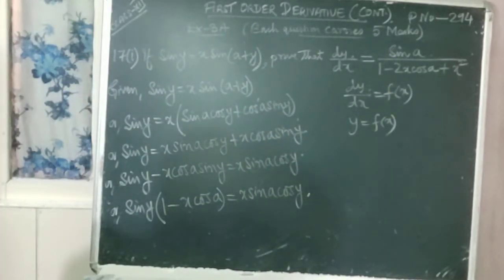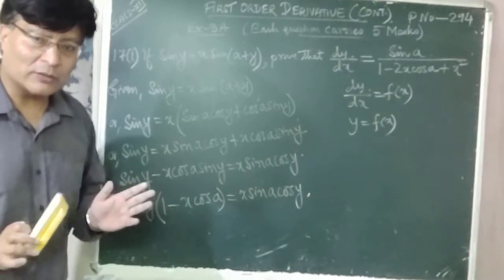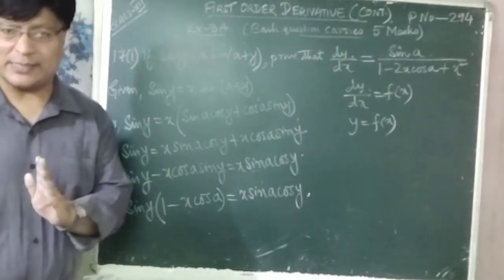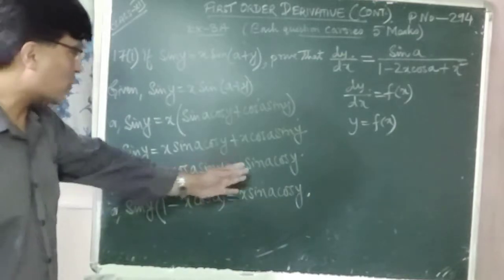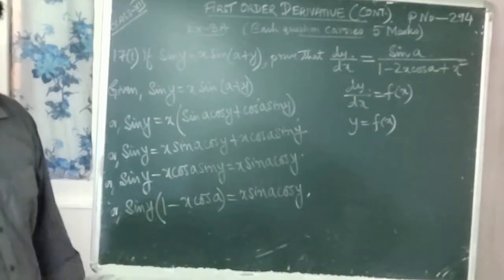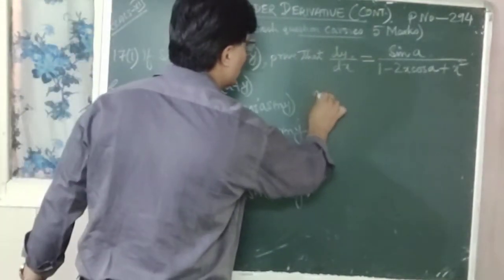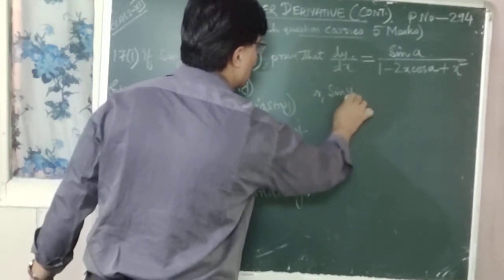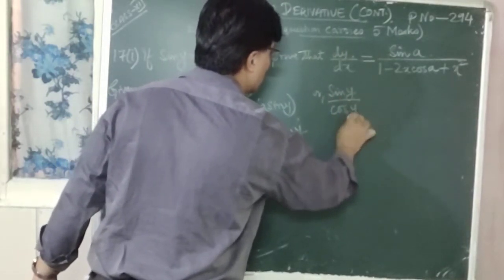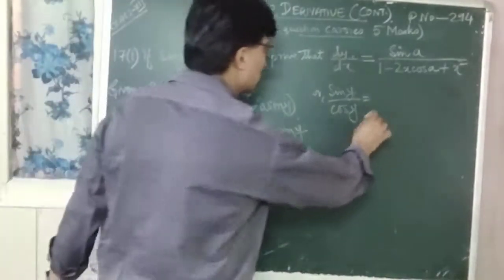So is that clear to all of you? Now what will you do? Since we are expressing y as a function of x, keep the terms containing y on the left hand side and all of the terms of x on the right hand side. Okay. So cos y, take it to the left hand side, and 1 minus x cos a, take it to the right hand side. So what do we get? Sine y by cos y is equal to, what do we get on the right hand side?